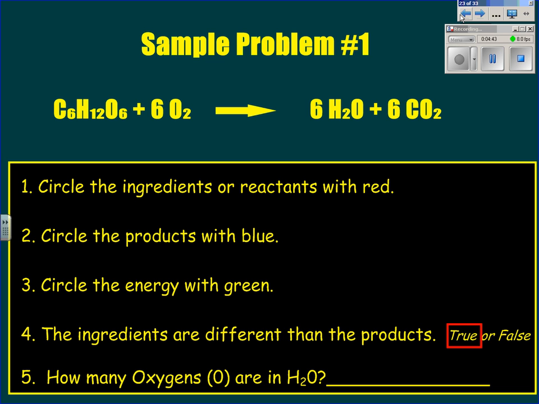Finally, how many oxygens are there in H2O? Well, in H2O, we have an H with a 2 by it. That means we have 2 hydrogens. But the O is all by itself. So whenever there's a number or a letter all by itself, it means there's one of them. So in this case, there's 1. Let's try one last question.